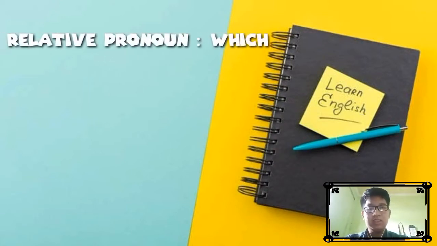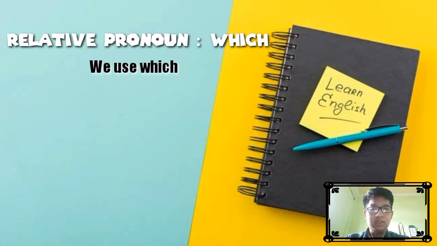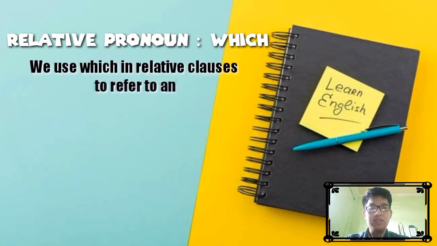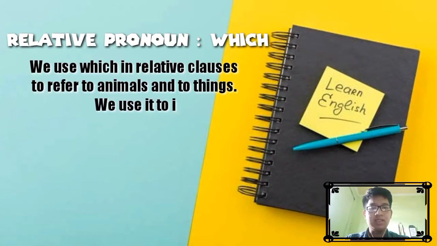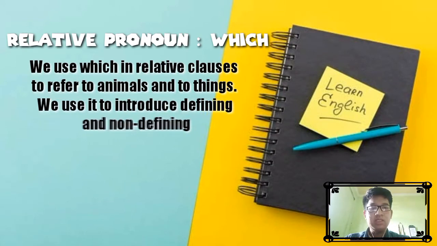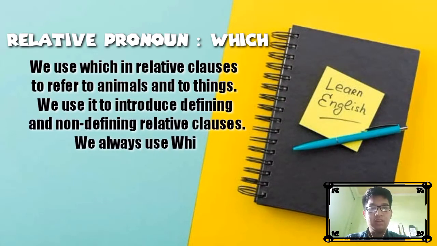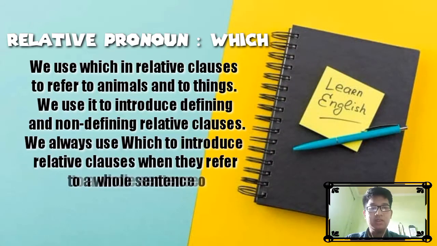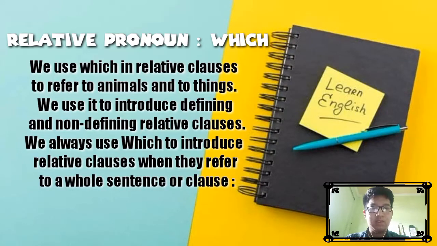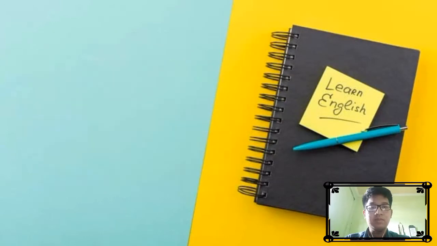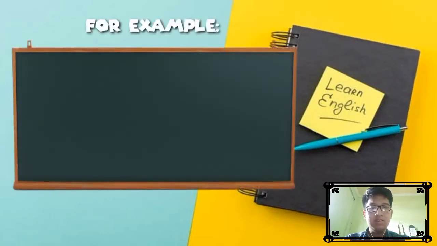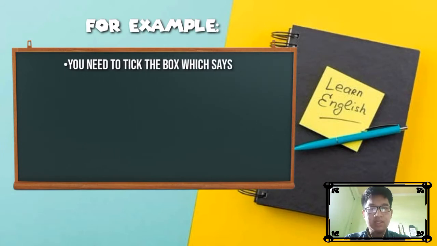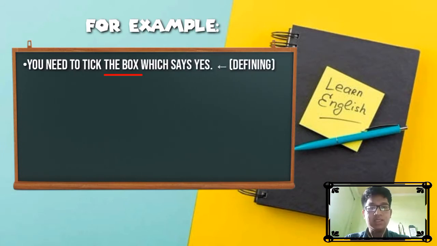Relative pronoun which. We use which in relative clauses to refer to animals and things. We use it to introduce defining and non-defining relative clauses. We always use which to introduce relative clauses when they refer to a whole sentence or clause. For example, you need to tick the box which says yes. It's defining.